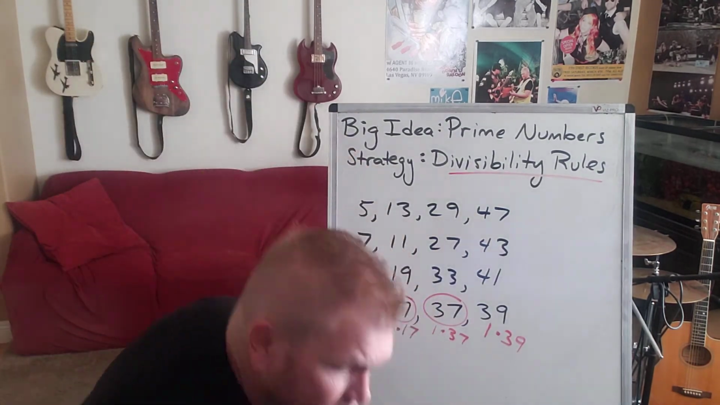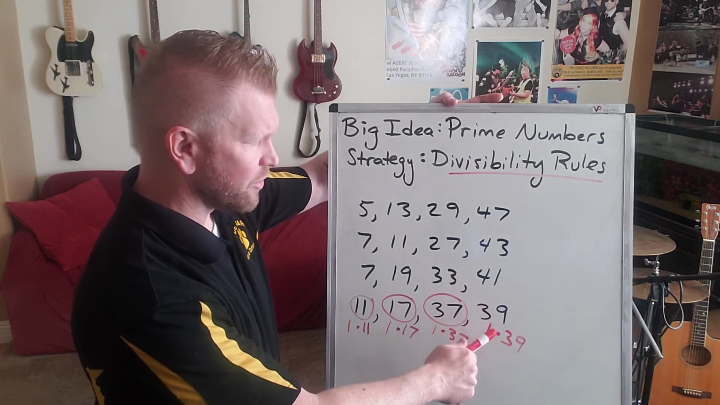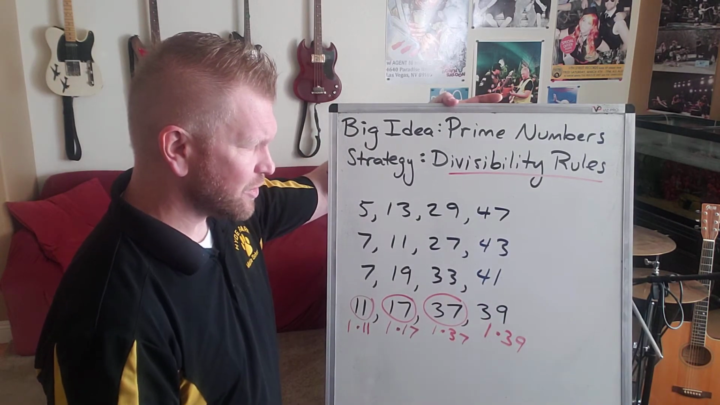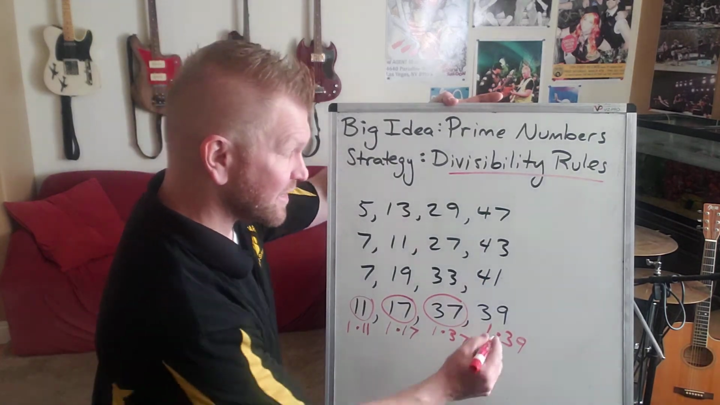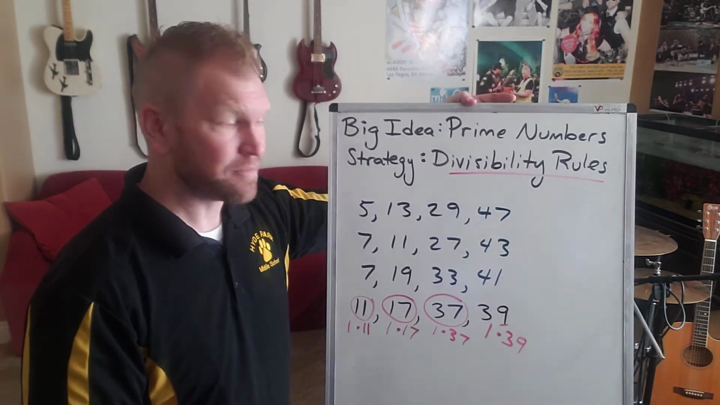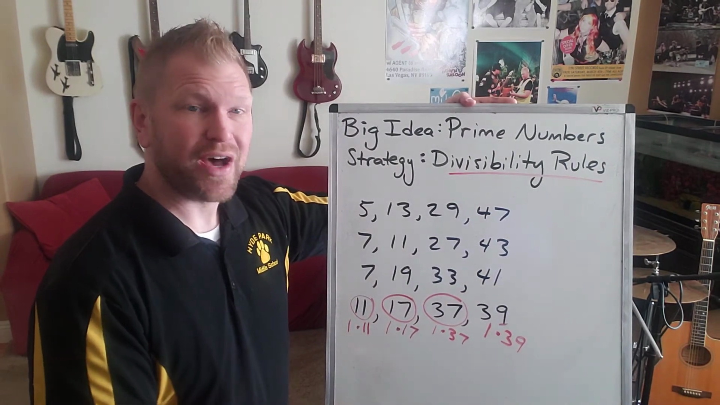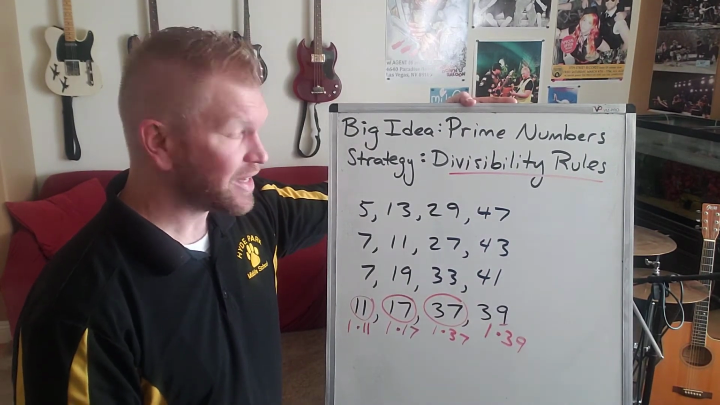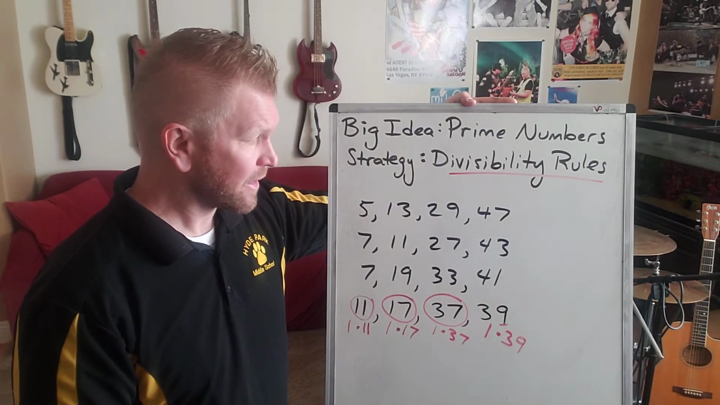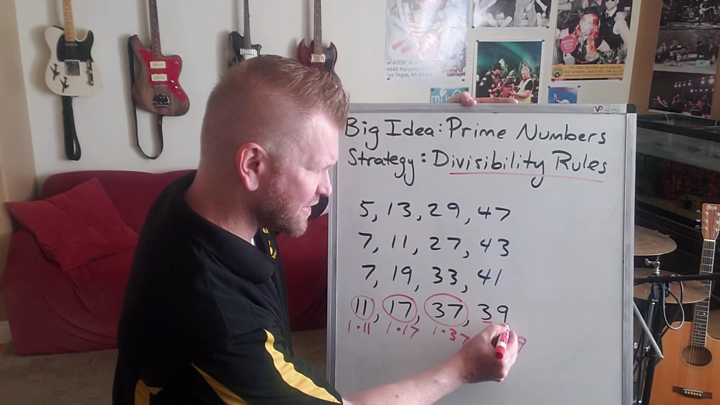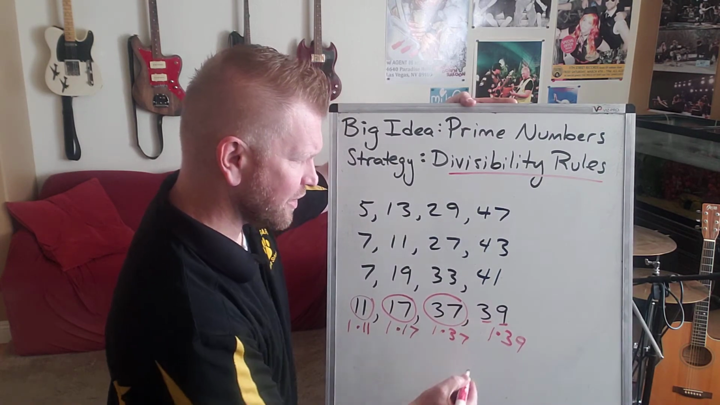Okay, so let's go back to, are there any other factors for 39 other than 1 and 39? So let's check the divisibility rules we just talked about. Does it end in a 0? Because if so, we could divide it by 10. No. Does it end in a 5 or a 0? Because then we could divide it by 5. No. Is it an even number? Because then it's divisible by 2. No. All right, what is 3 plus 9? Let's add up the digits. So 3 plus 9 is 12.